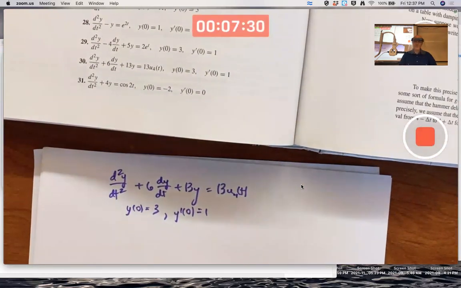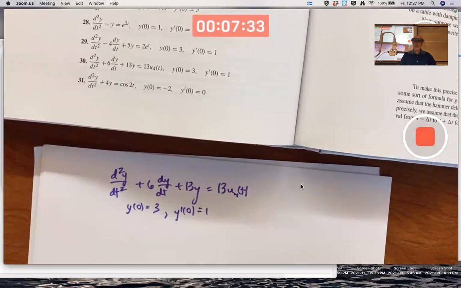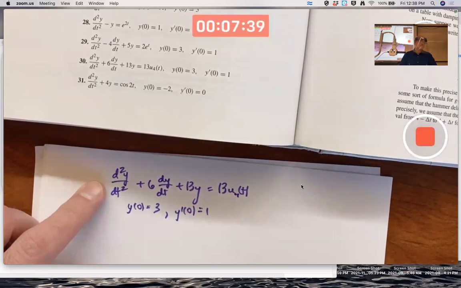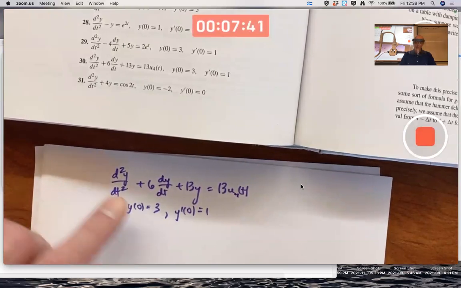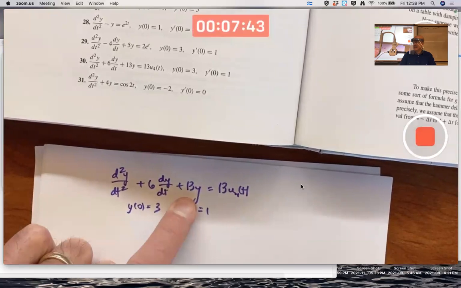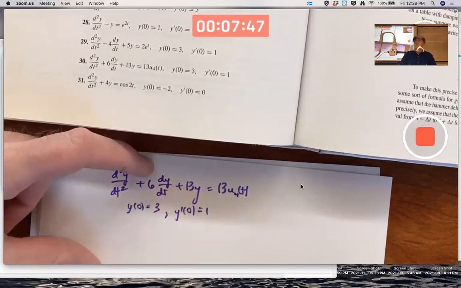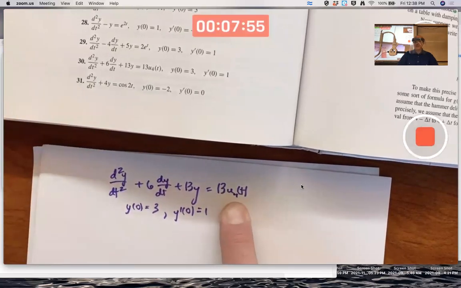So, mass on a spring, normalized so we could pretend the mass itself is 1. The mass could be thought of as the coefficient of the acceleration. Spring constant, 13 newtons per meter would be the units of that. 6 would be the damping coefficient. It's in front of the velocity. It would be in, like, newtons per meter per second. But what is this? This is a forcing function.